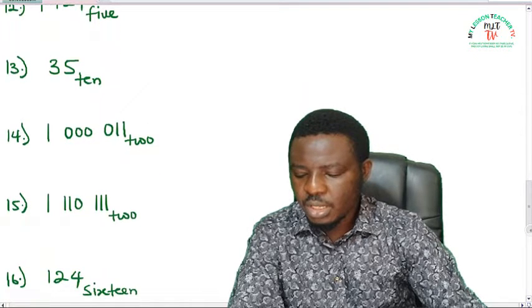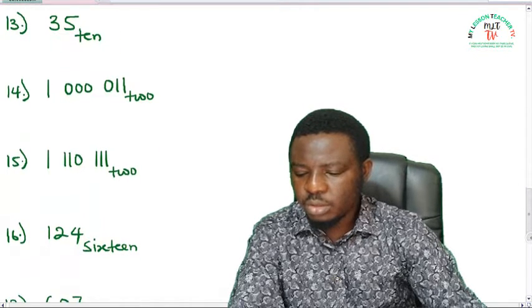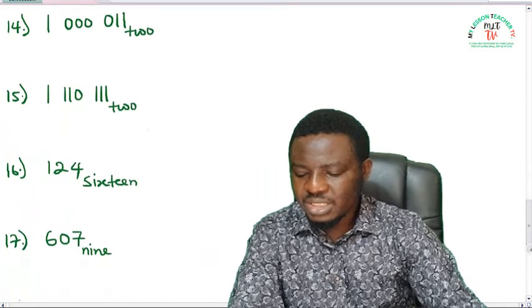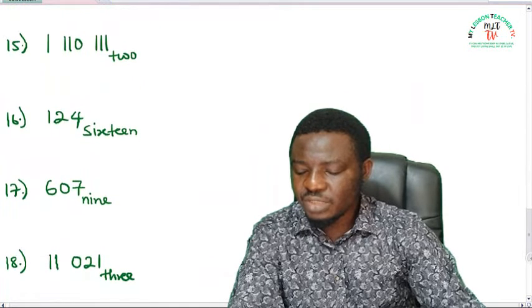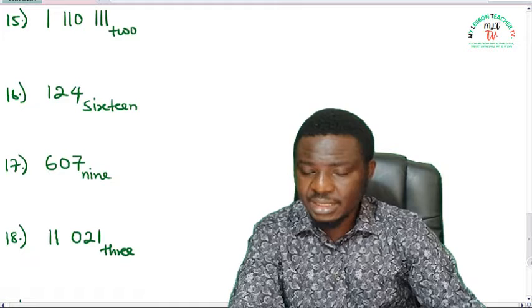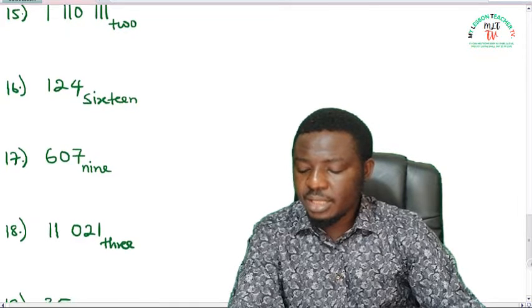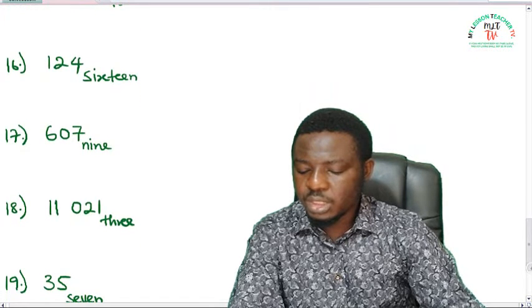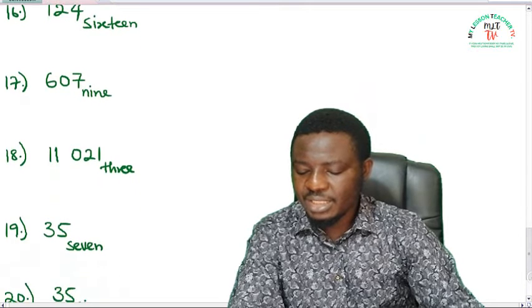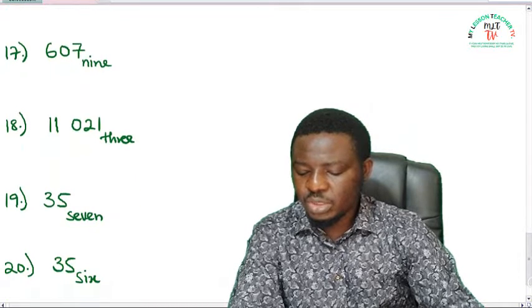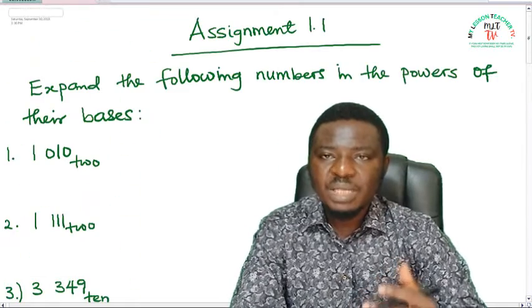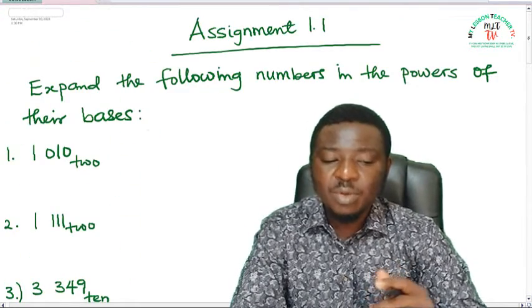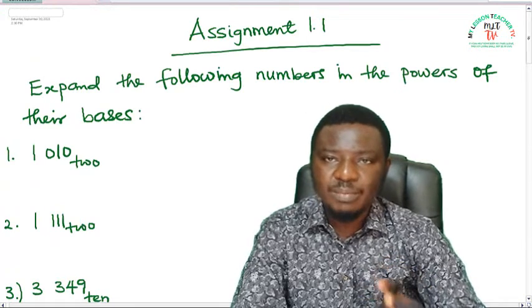100011 base 2. Number 15, I have 110111 base 2. Number 16 is 124 base 16. Number 17, 607 base 9. Number 18, 11021 base 3. Number 19 is 35 base 7. And number 20 is 35 base 6. This is to help you master how to expand numbers in the powers of their bases.